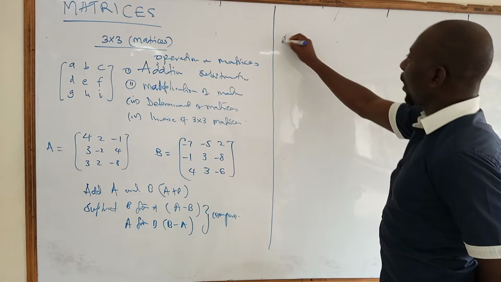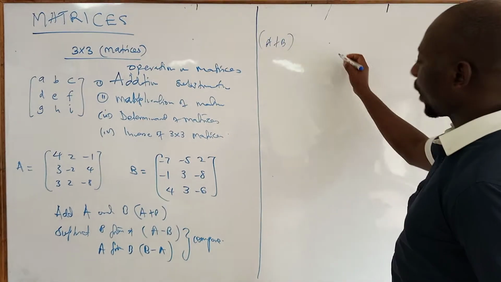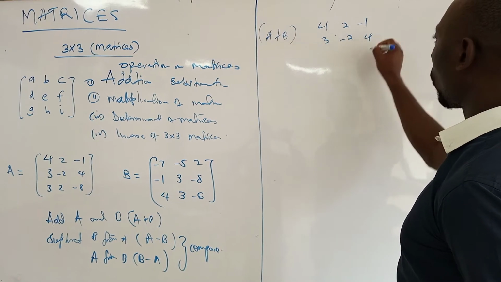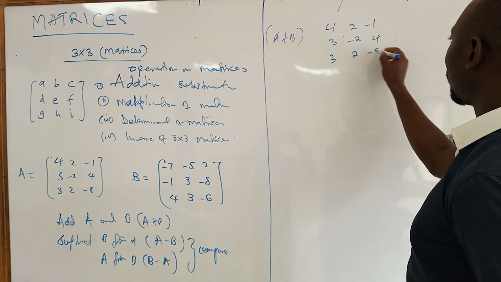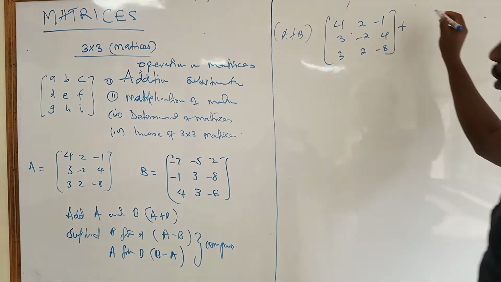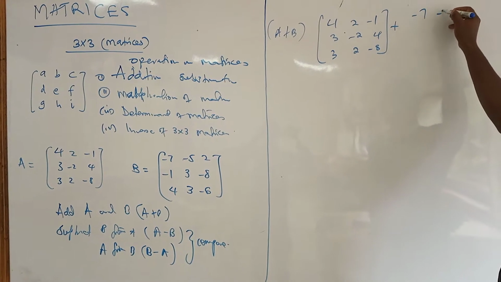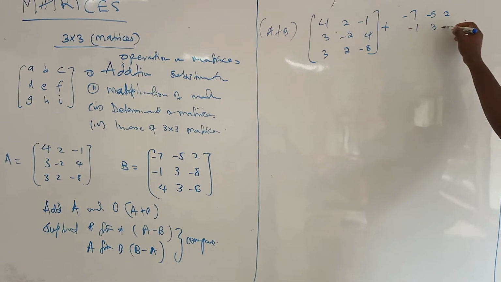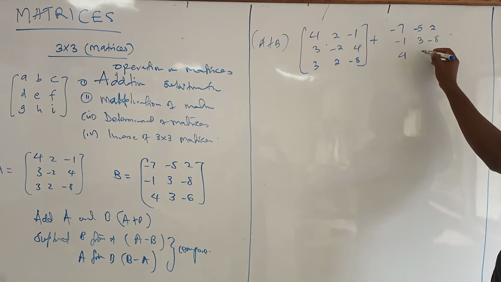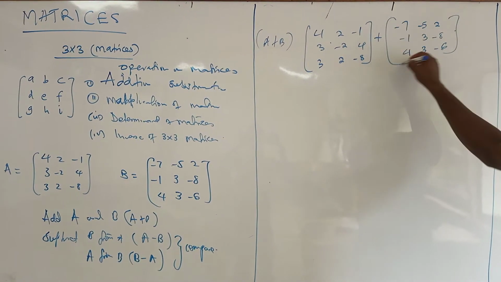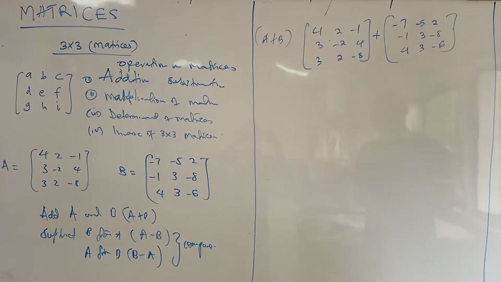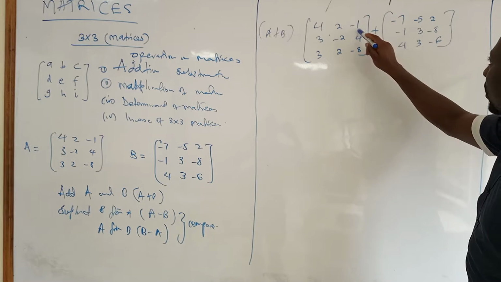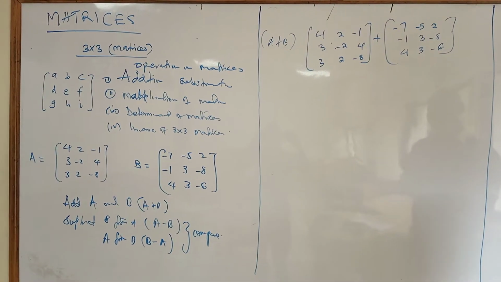A plus B shall be A plus B. You take the matrices, you get A, that is 4, 2, -1, 3, -2, 4, 3, 2, -8. Then you add B, that is -7, -5, 2, then -1, 3, -8, 4, 3, -6. So we want to do the addition. When doing matrix addition, you add the elements of each position. You add this one to this one, and -1 to 2. Each position you add to its corresponding position.